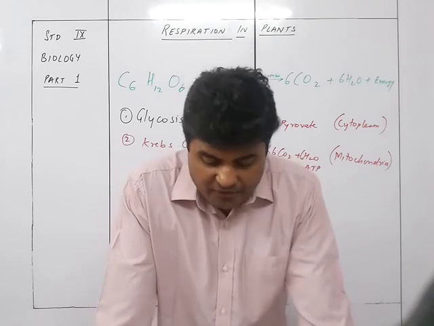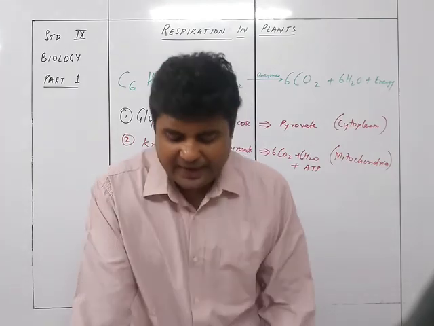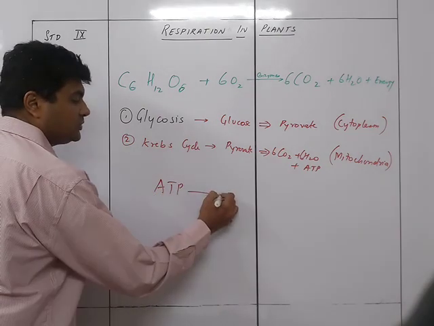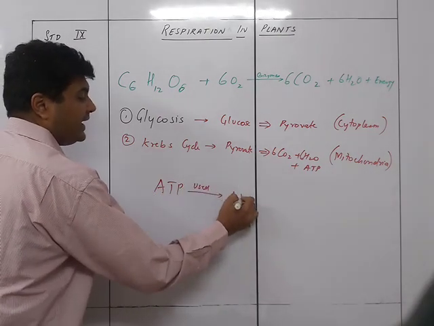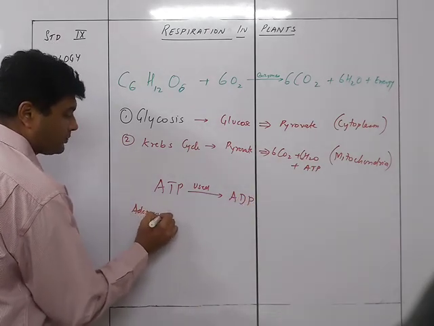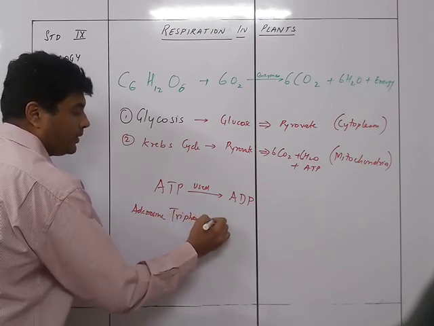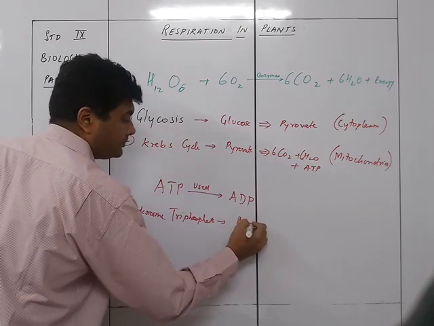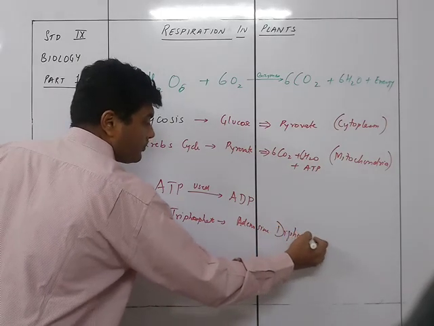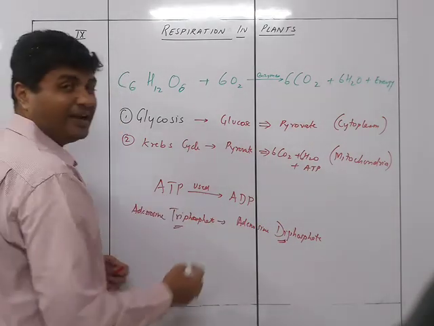When energy in the form of ATP is used, the ATP is converted into ADP. So here it is seen that when ATP is used, it becomes ADP, that is, adenosine triphosphate becomes adenosine diphosphate. Okay, the tri becomes di. That is why ATP becomes ADP.